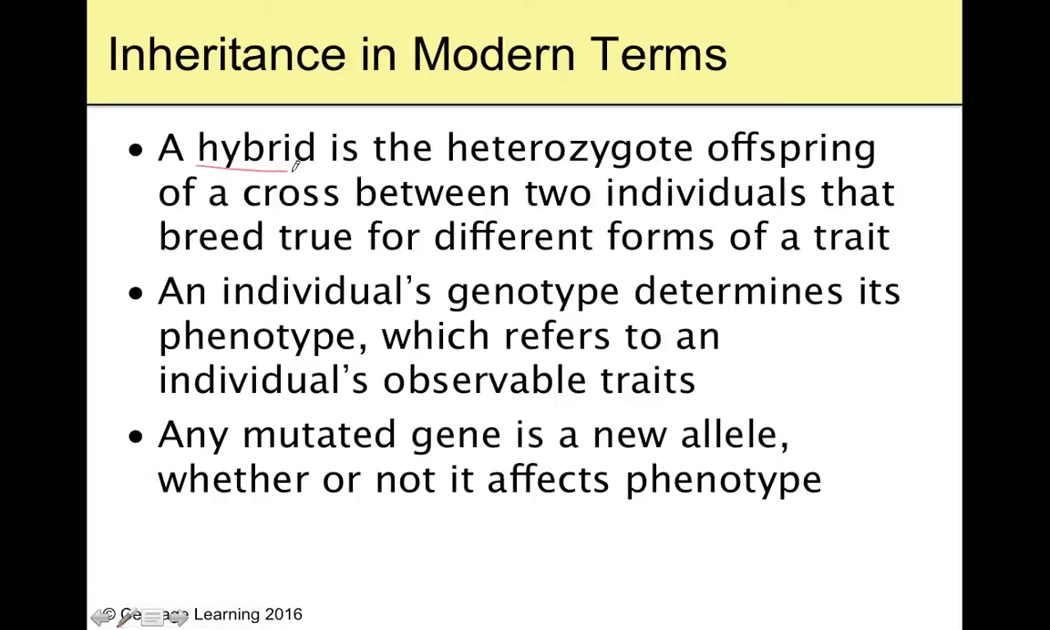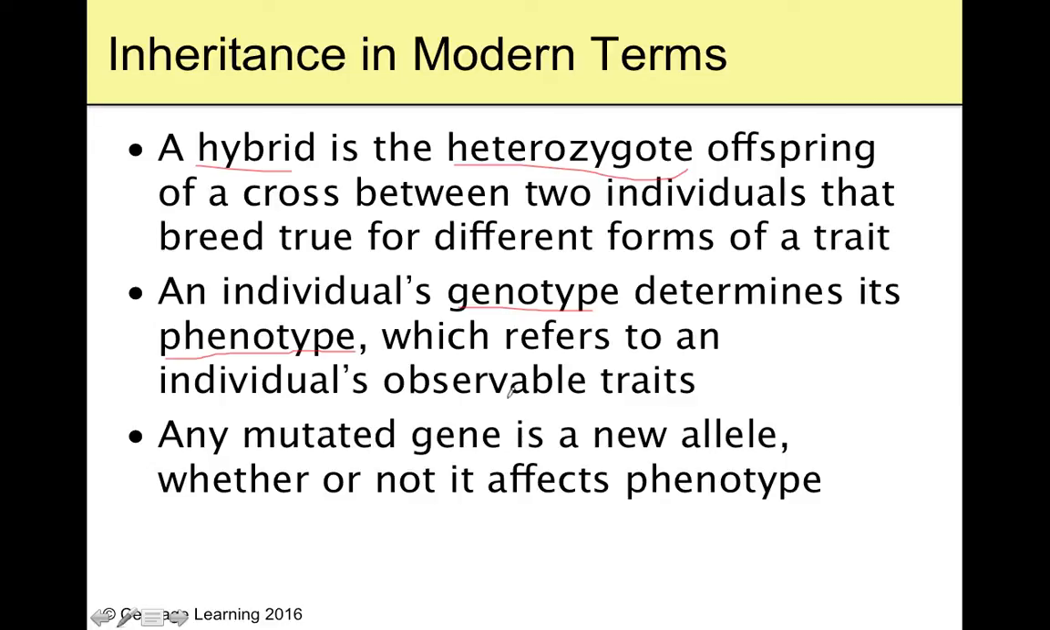So a hybrid is a heterozygote, which means it has two different alleles. It's normally a cross between two true breeding individuals for the mom and dad. Its genotype determines its phenotype, more or less. You can certainly do some things to change your phenotype: dye your hair, wear contact lenses, exercise, not exercise, that kind of stuff. But a lot of it, all of it, is going to start with your genotype.